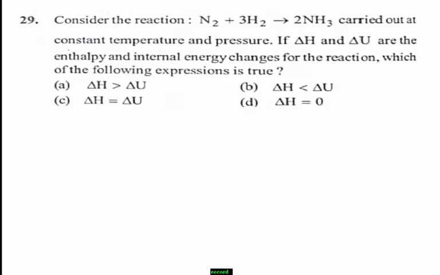The given options: option A, delta H is greater than delta U; option B, delta H is less than delta U; option C, delta H equal to delta U; and option D, delta H equal to 0. Which one is the right answer? How do you solve this?